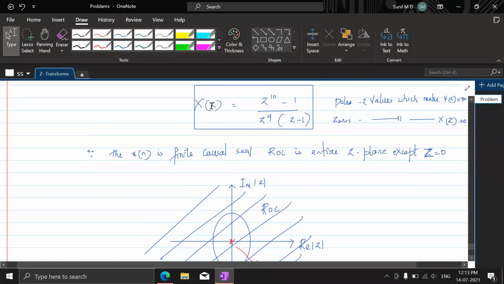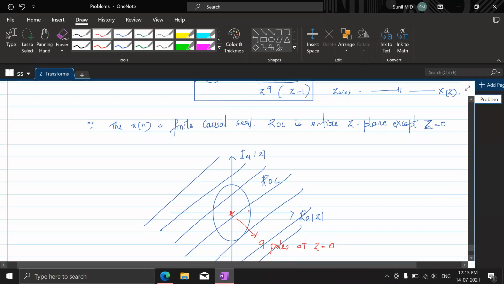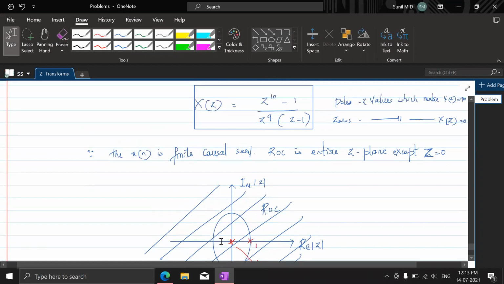And also X(z) would be infinite when z is equal to 1, because then it would be 1 minus 1, and that would again make X(z) infinite. So that's why we have another pole at z equal to 1. So these are 9 poles at z equal to 0, and this is one pole at z equal to 1. These values make X(z) infinite, that's why they are called poles, represented by this symbol. And zeros are represented by this symbol.